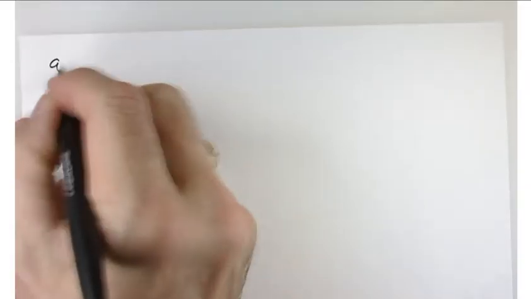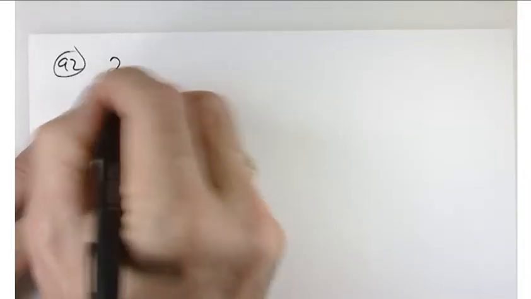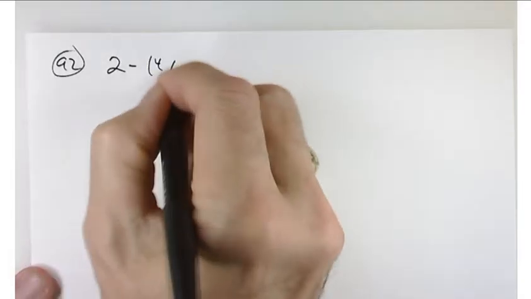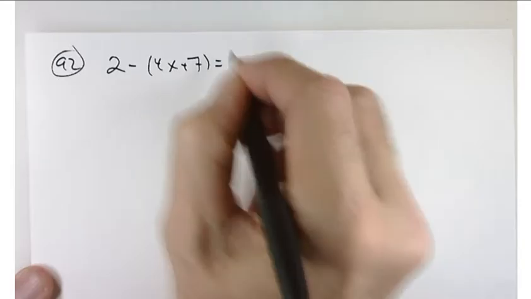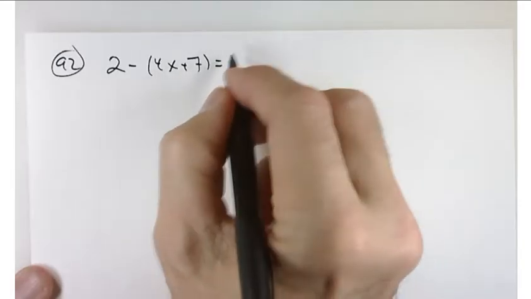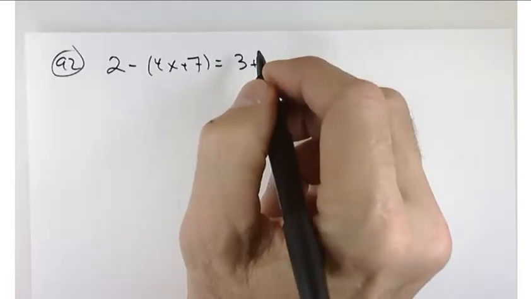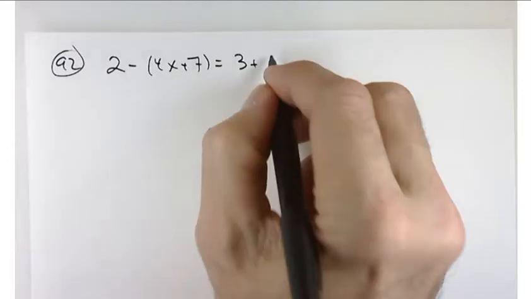Let's try problem number 92. Kind of a little step up. Problem number 92 looks like this: 2 minus parentheses 4x plus 7 is equal to 3 plus 2 times the quantity x plus 2.